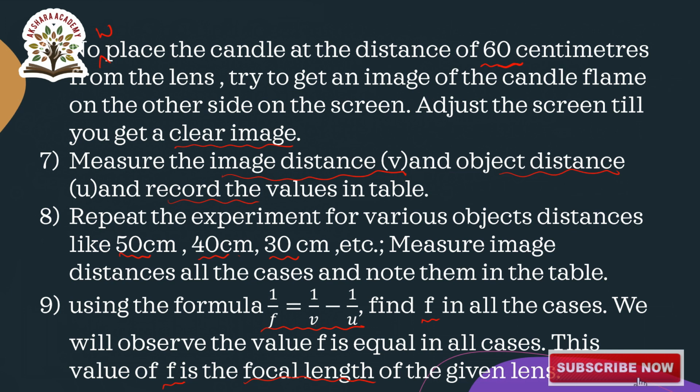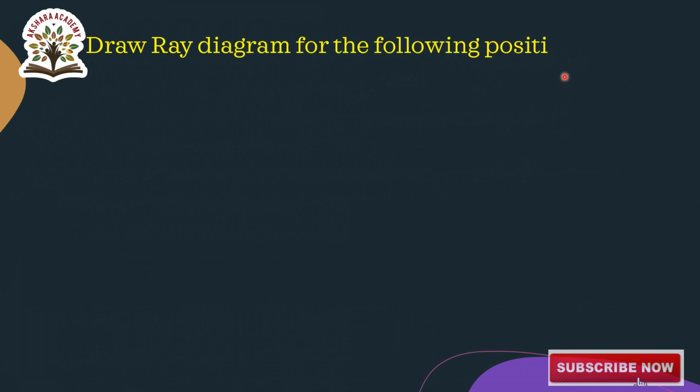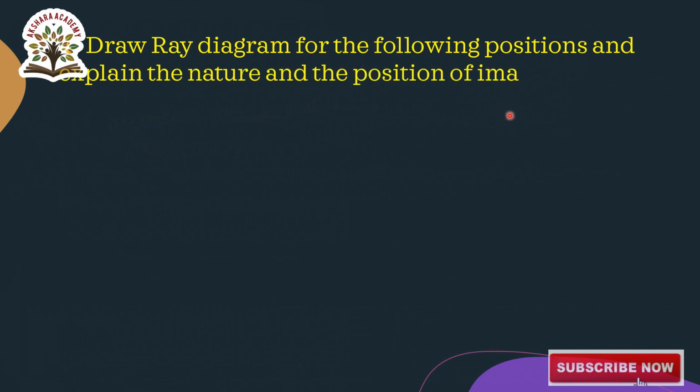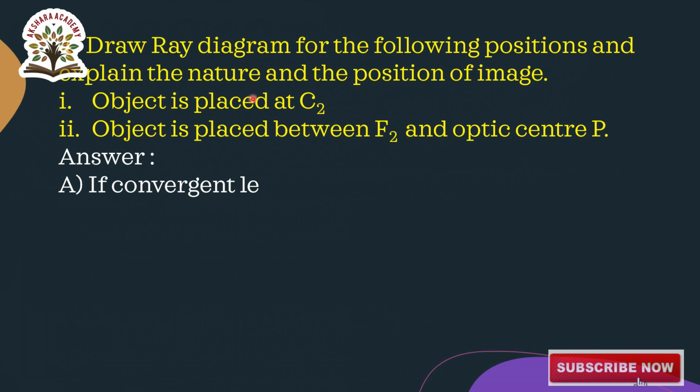Okay. Next we will go to the next question. In this question, draw ray diagrams for the following positions and explain the nature and position of the image. Here in this question, they are asking that we have to draw the ray diagrams for the following positions and we have to explain the nature and position of the image.